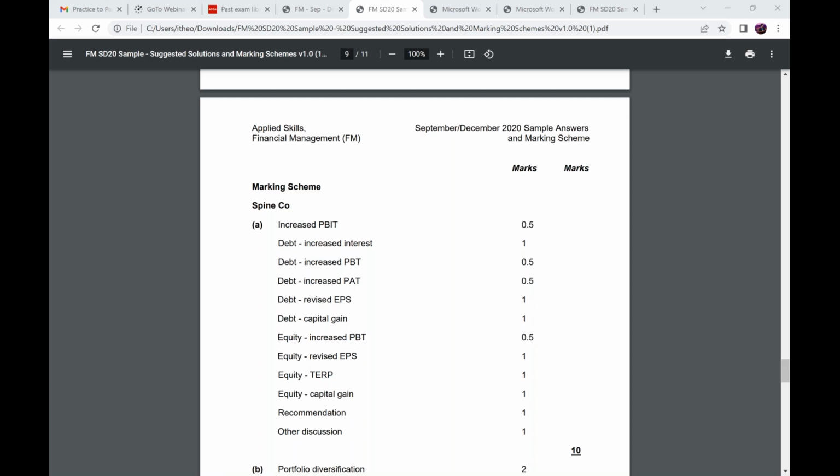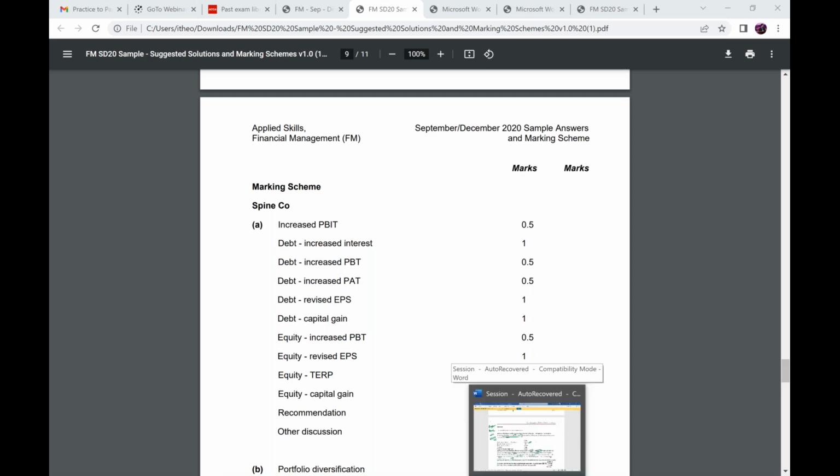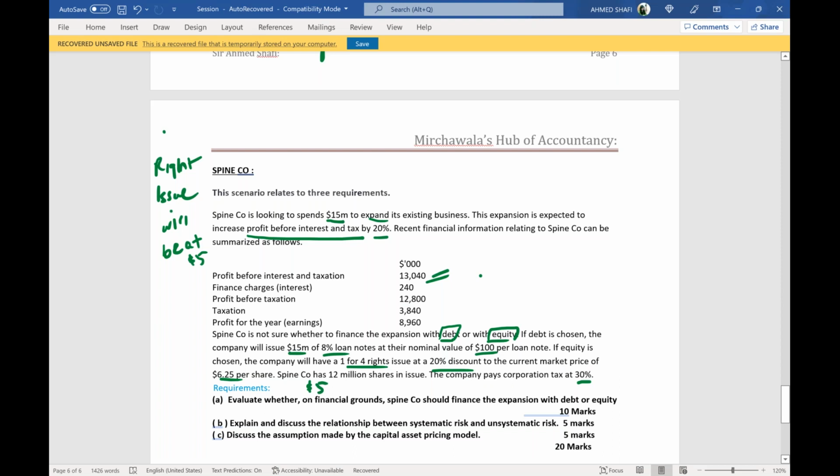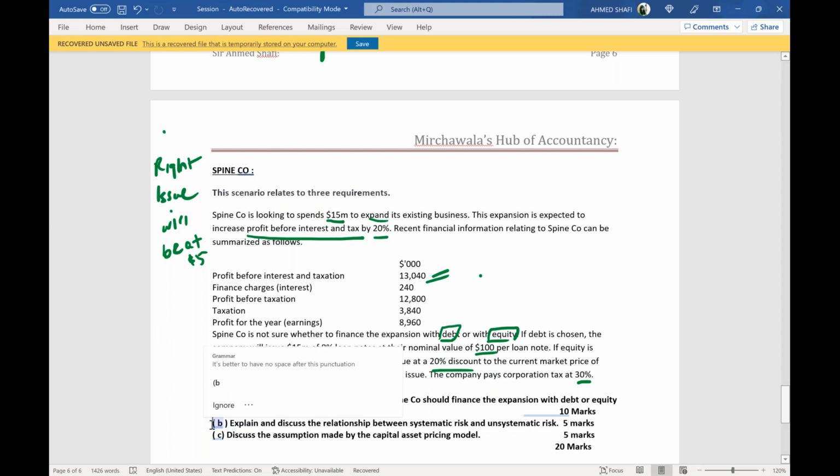Now, explain and discuss the relationship between systematic and unsystematic risk, and discuss the assumptions made by the capital asset pricing model. These are the two theoretical parts. We will do that to end this question.